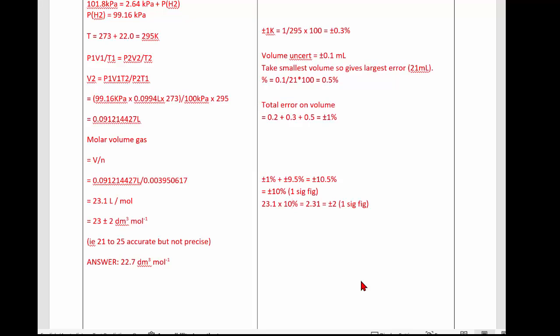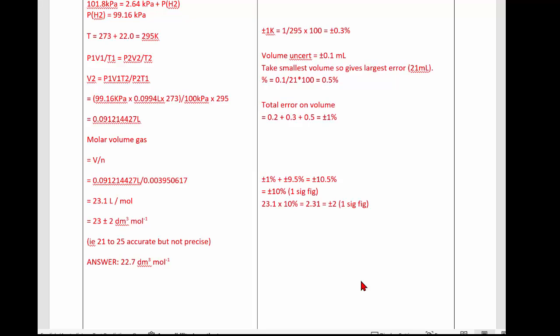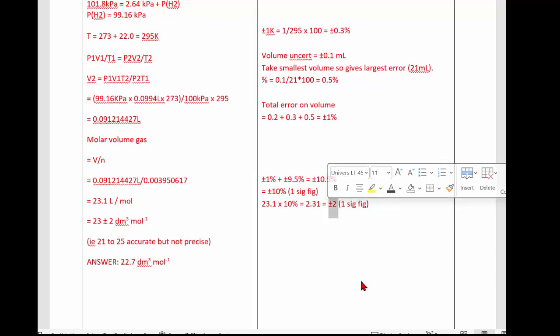2.31 rounds off to plus or minus 2. Okay, so when you get your final answer, that's when you reduce your percent uncertainty to a sig fig. Then you'll times that by your final answer. So you only do this at the very, very last step. You do the 1 sig figs. And so that'll give us a 2.31. Everything's down to 1 sig fig. Okay, so that gives us up 2.